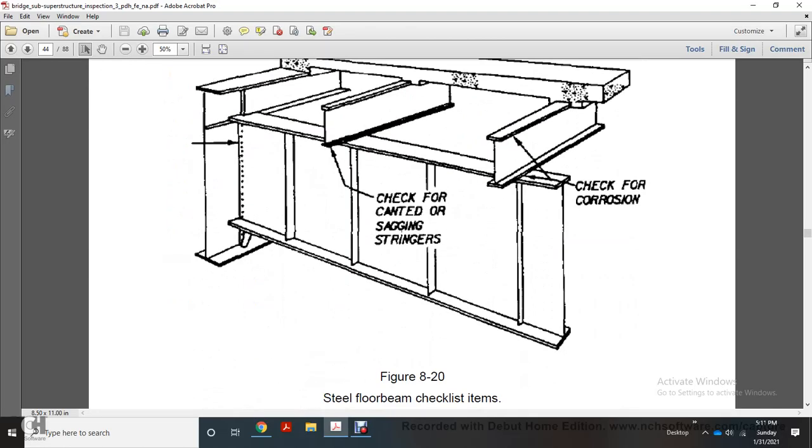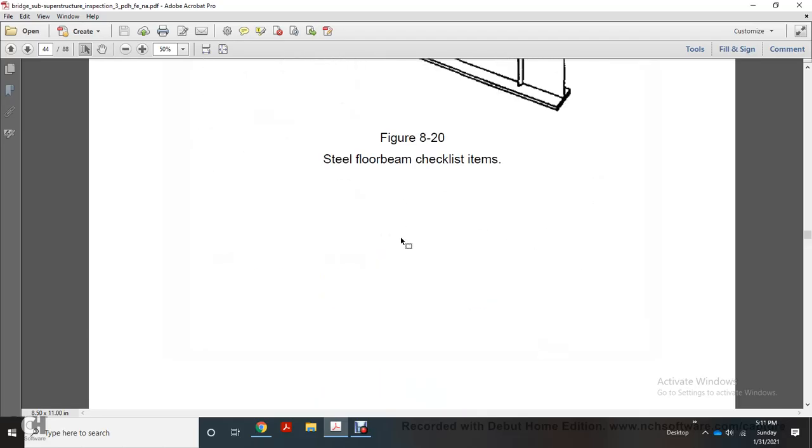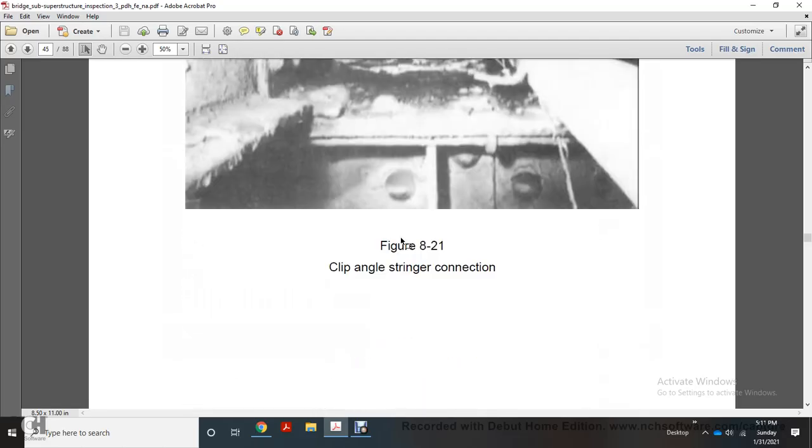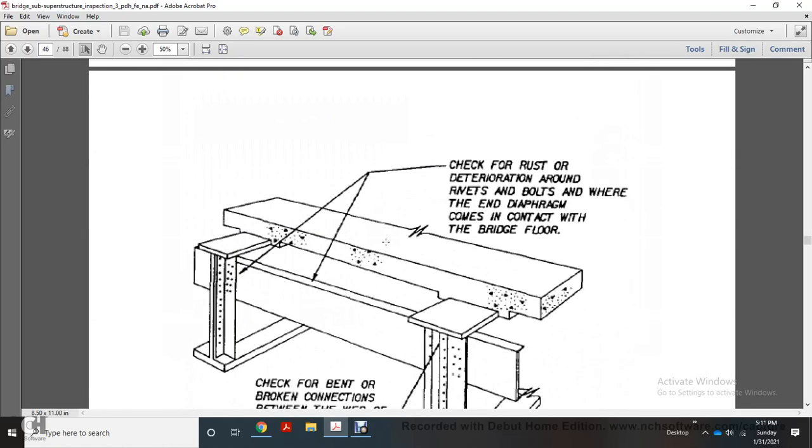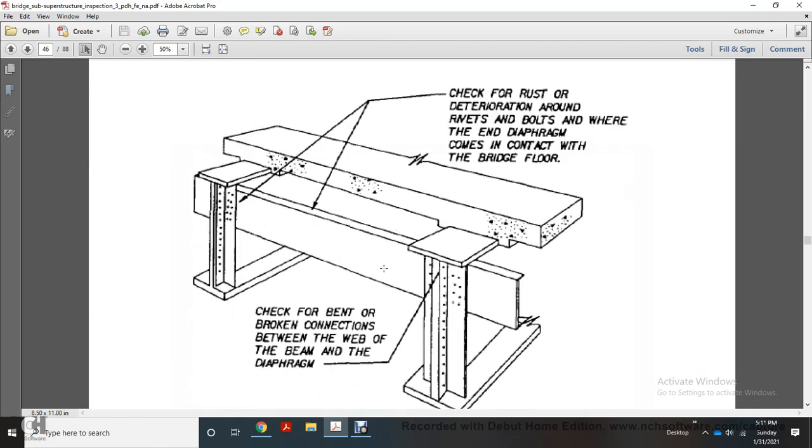Check for cracking in stringers and check for corrosion. Steel floor beam check item list. Clip angle stringer connection: check for rust and deterioration of rivets and bolts, wherever the end diaphragm comes in contact with the bridge floor. Check for bent and broken connections between the web and the beam of the bent diaphragm.